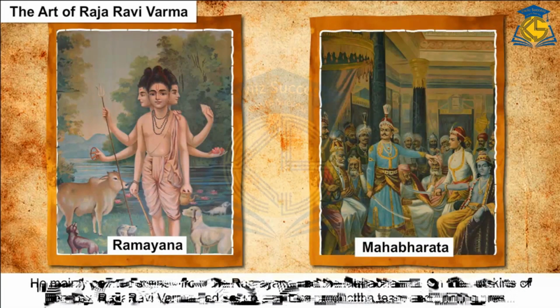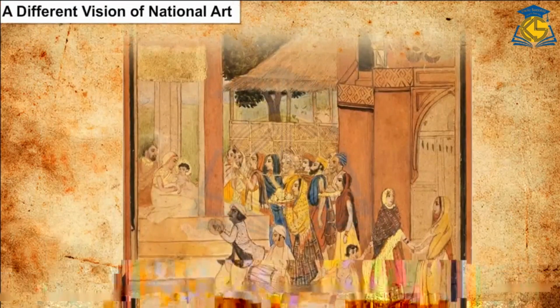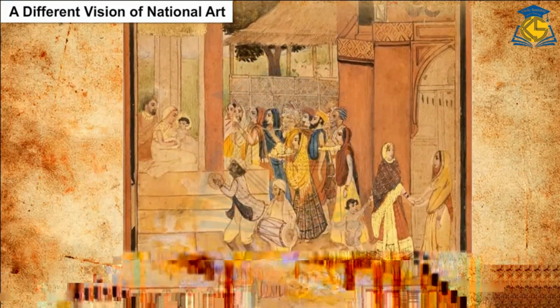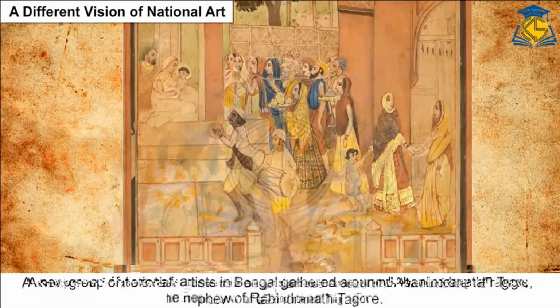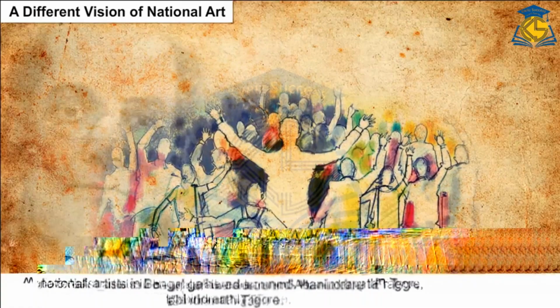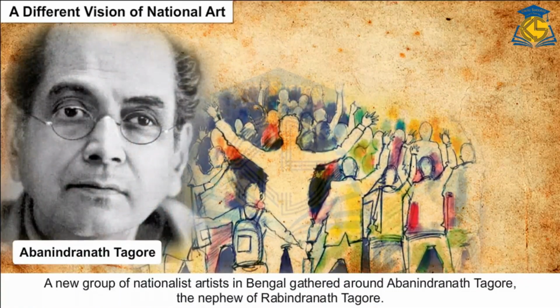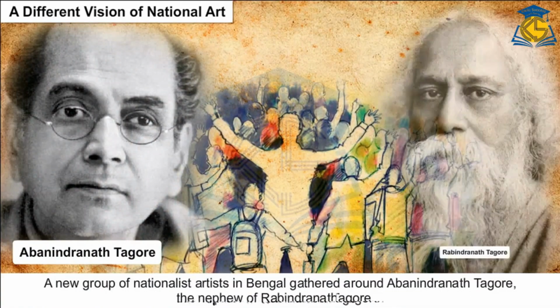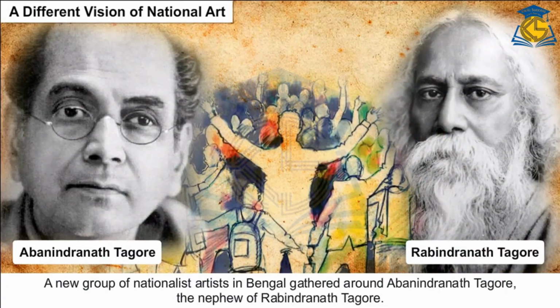On the outskirts of Bombay, Raja Ravi Verma had set up a picture production team and printing press. A different vision of national art. A new group of nationalist artists in Bengal gathered around Abanindranath Tagore, the nephew of Rabindranath Tagore.